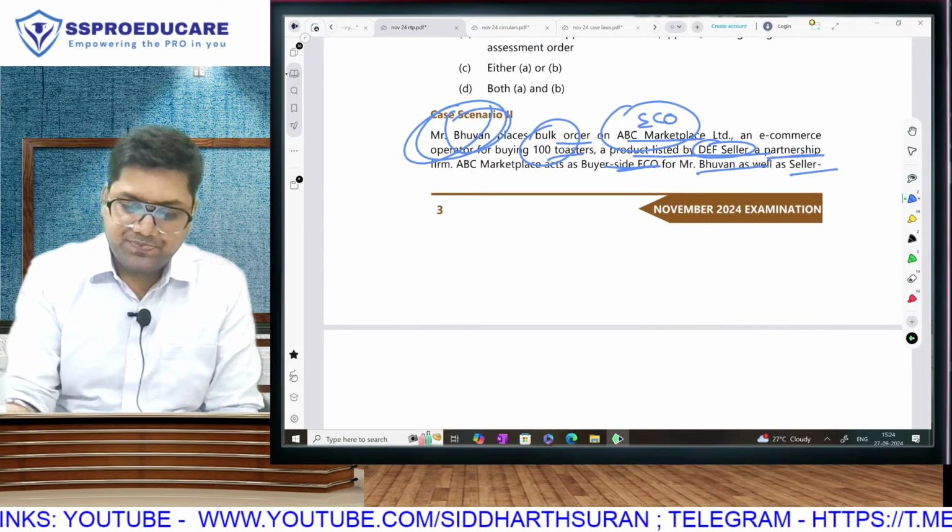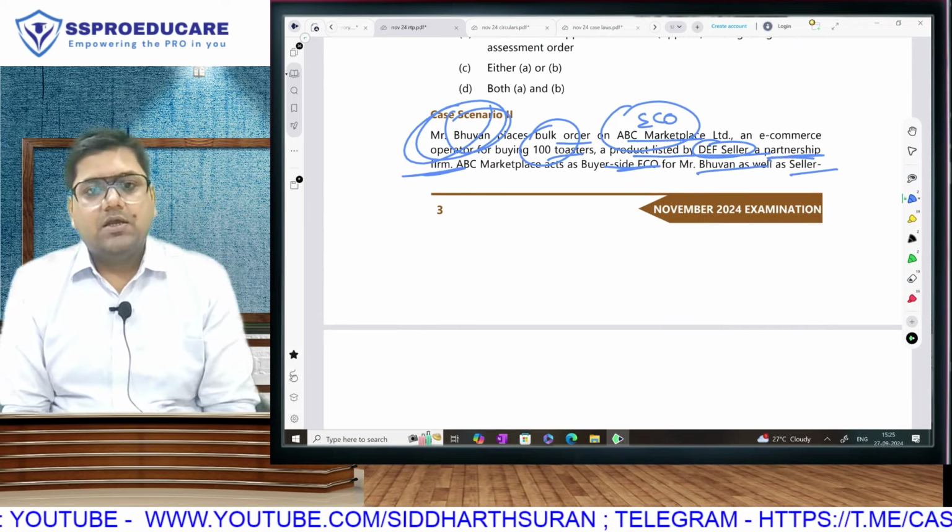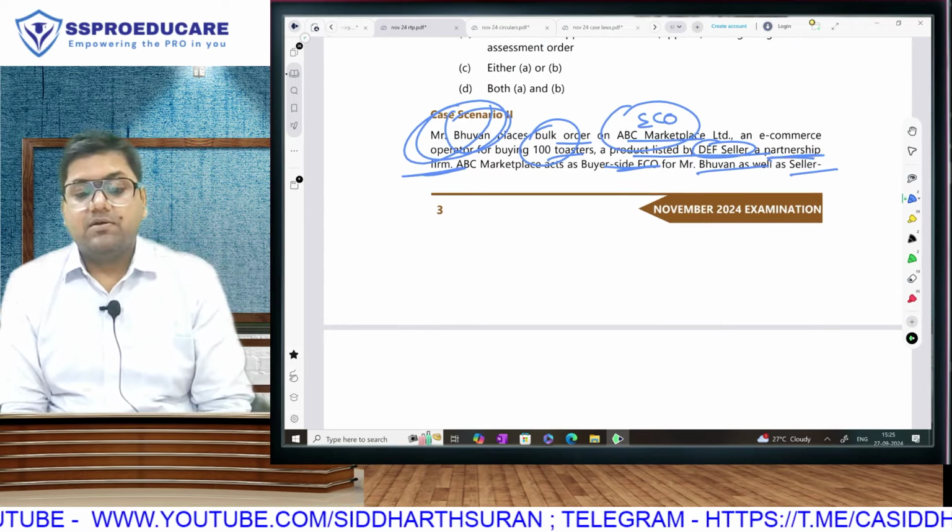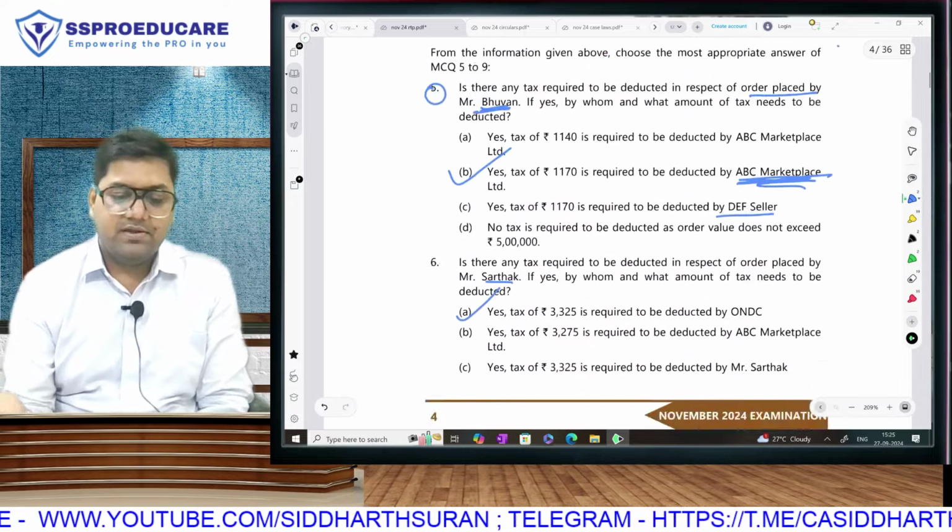In case of individual, see last time DEF was probably a partnership form. So there will be TDS on everything. But if DEF is an individual, there won't be any TDS.